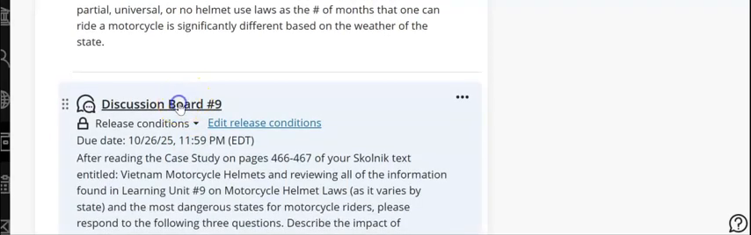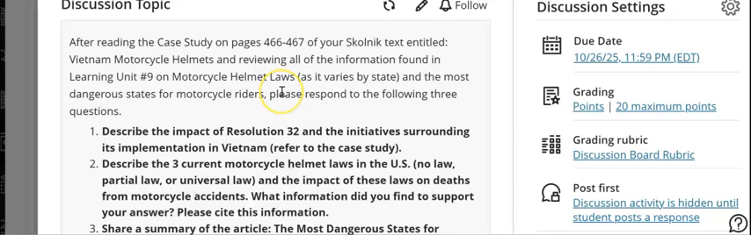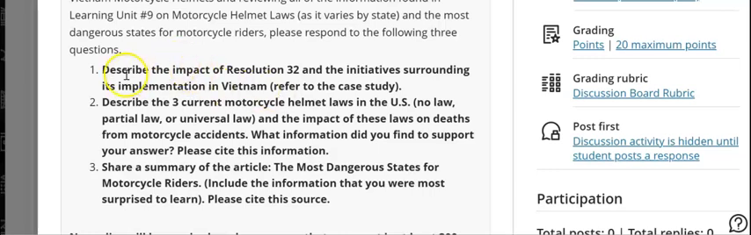Then let's look at discussion board 9, which is the final thing for this week. After reading, especially focusing on the case study, which is entitled, because I know some of you have an ebook, Vietnam Motorcycle Helmets, on pages 466 to 467 in chapter 15, you're going to want to review that very closely because you're going to need it to do the discussion board, as well as reviewing all the information about motorcycle helmet laws that I just went over, looking again at those links.